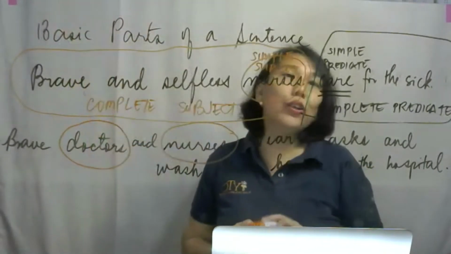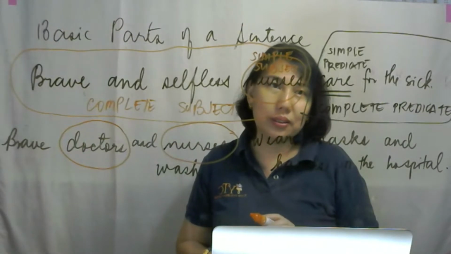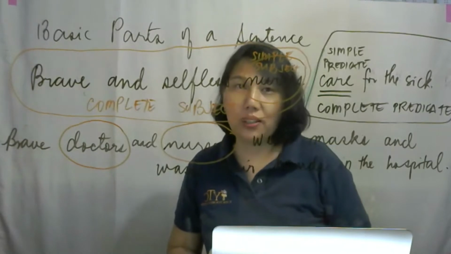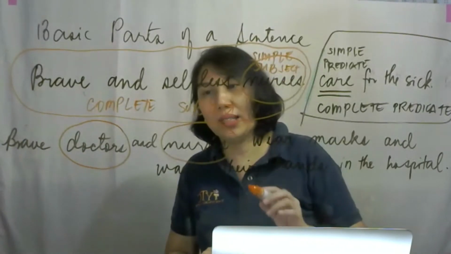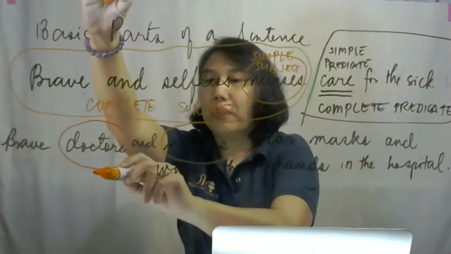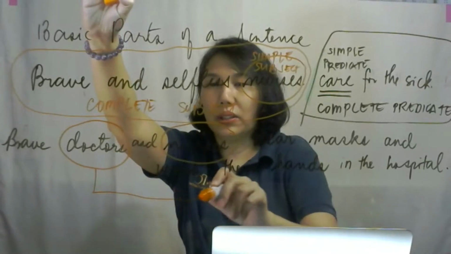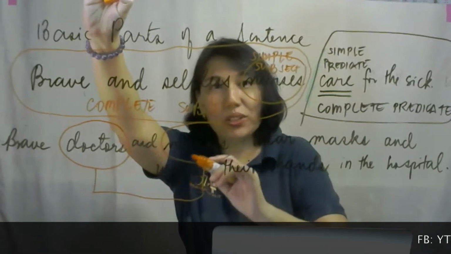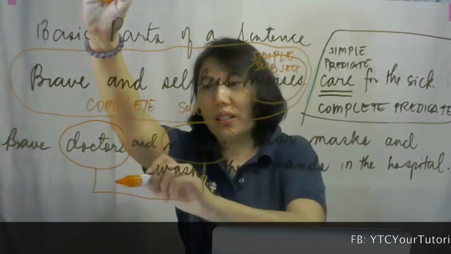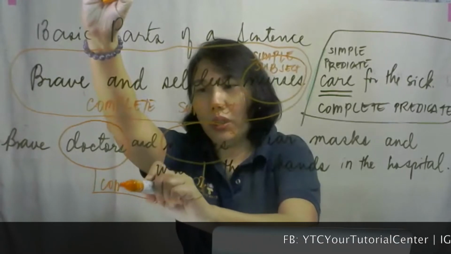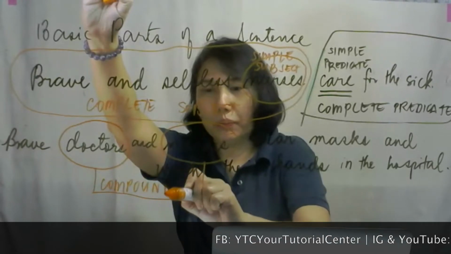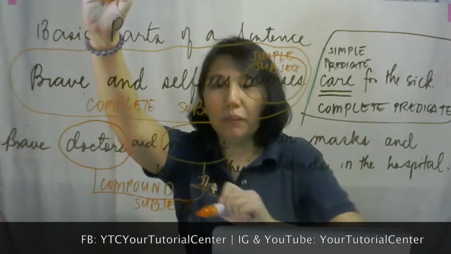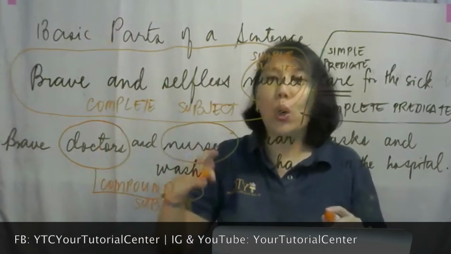When you say compound subject, you have two or more subjects or two or more topics in one sentence. So here, doctors and nurses are our nouns used as subjects. So they are called now compound subject. So what kind of subject do we have here in the second sentence? We have a compound subject.